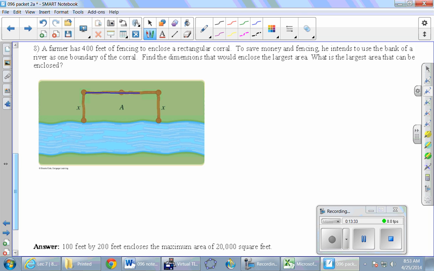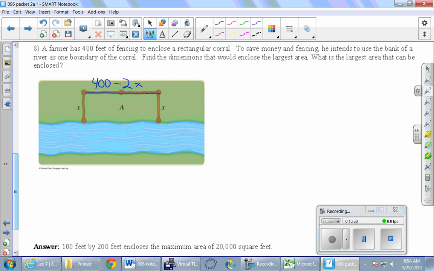So my first task is to label this thing, but I don't want to just label it with a Y or an L or anything like that. I need to keep it with just X, just the one variable. You have 400 feet of fence altogether. How much have you used so far? 2x. So what expression represents what's left over? 400 minus 2x. Okay with that?